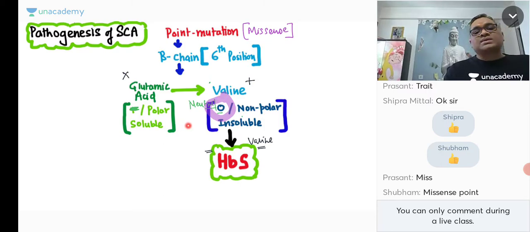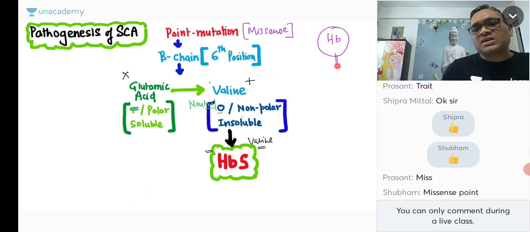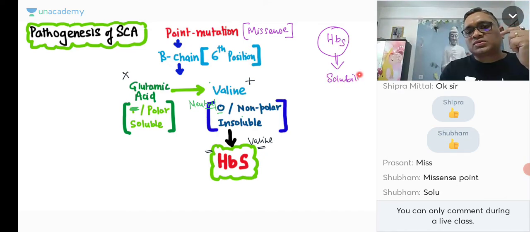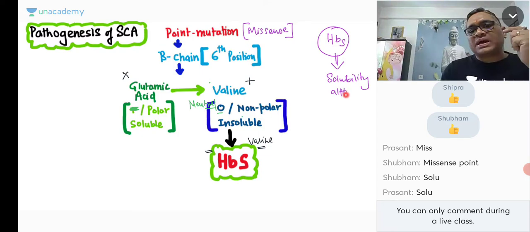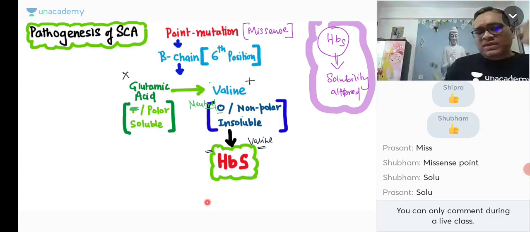Clear? So now you can see that HbS has been formed, which contains valine, and is insoluble and non-polar. The examiner has asked this question: during sickle cell anemia, hemoglobin formation, what is altered in hemoglobin, stability or solubility? Solubility is altered. That is another very frequently asked question in exams. What is altered in sickle cell anemia? Remember, it is solubility. Fine. So what will happen because of this?